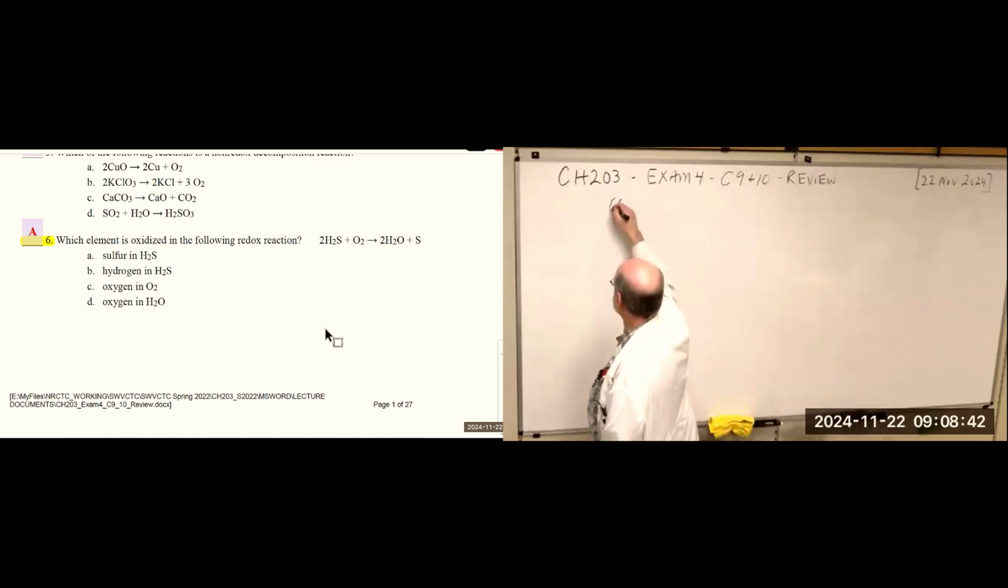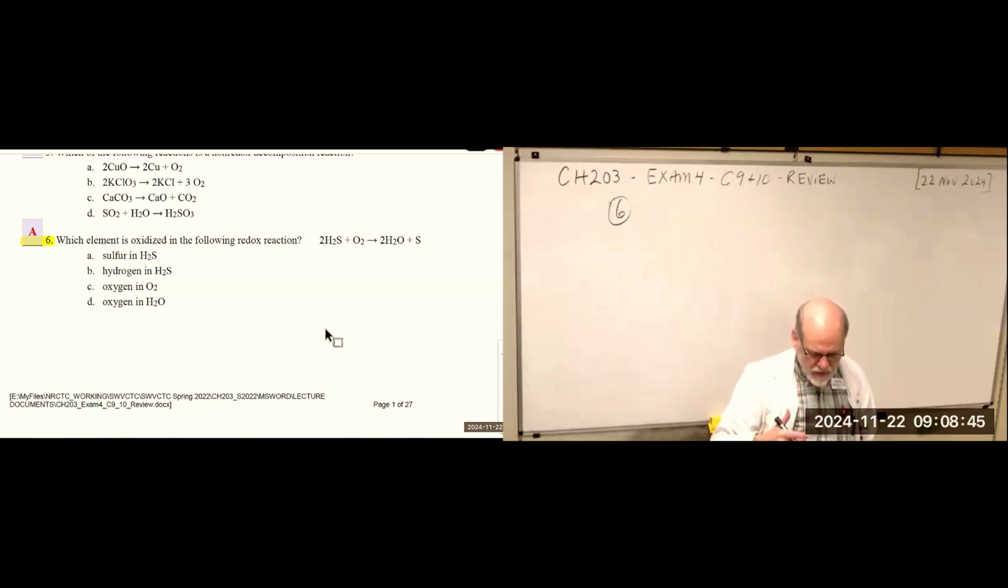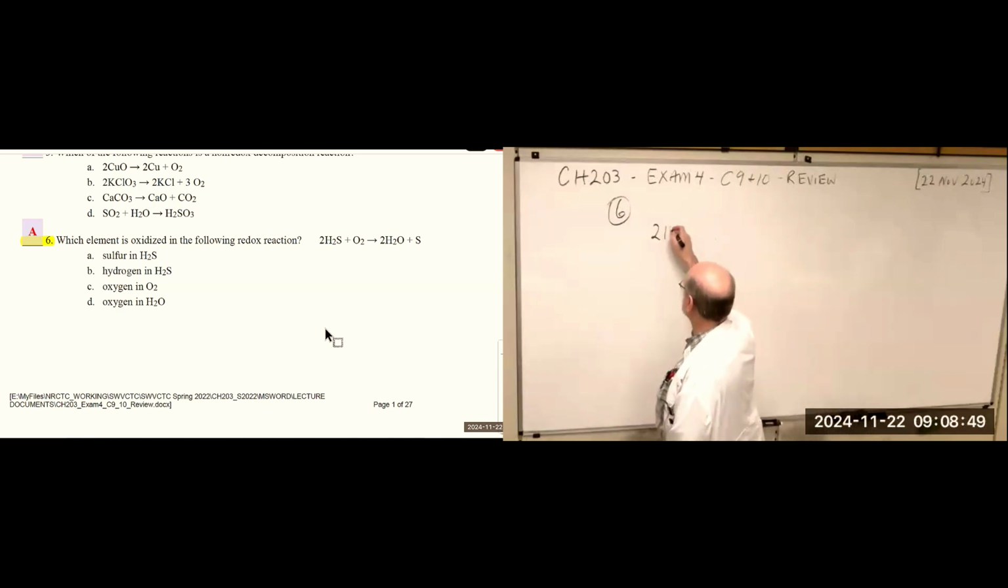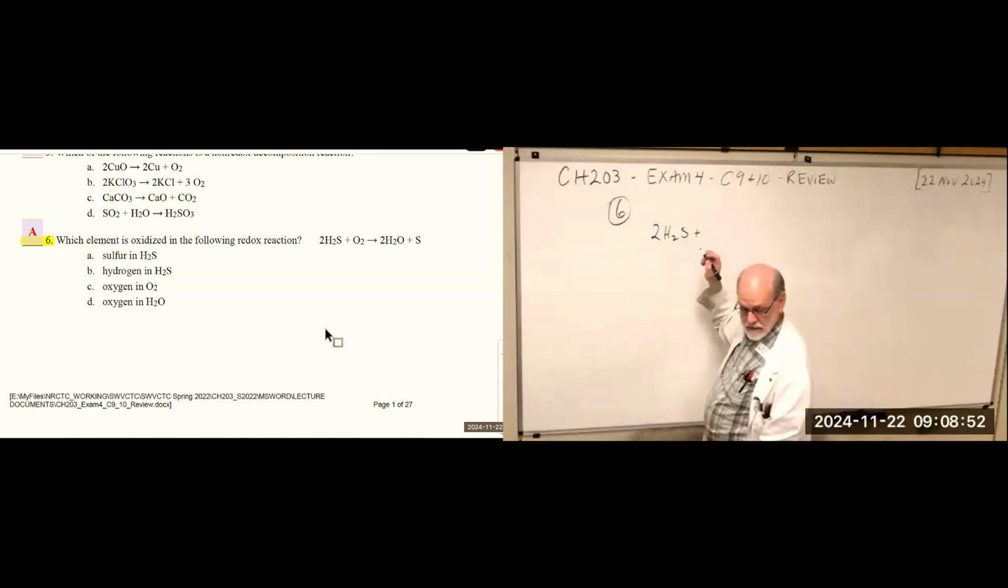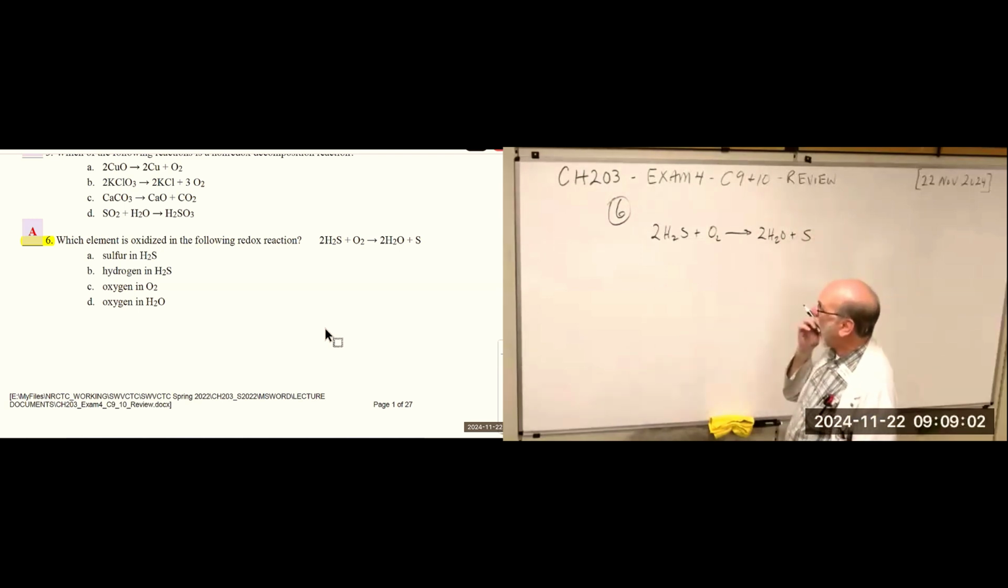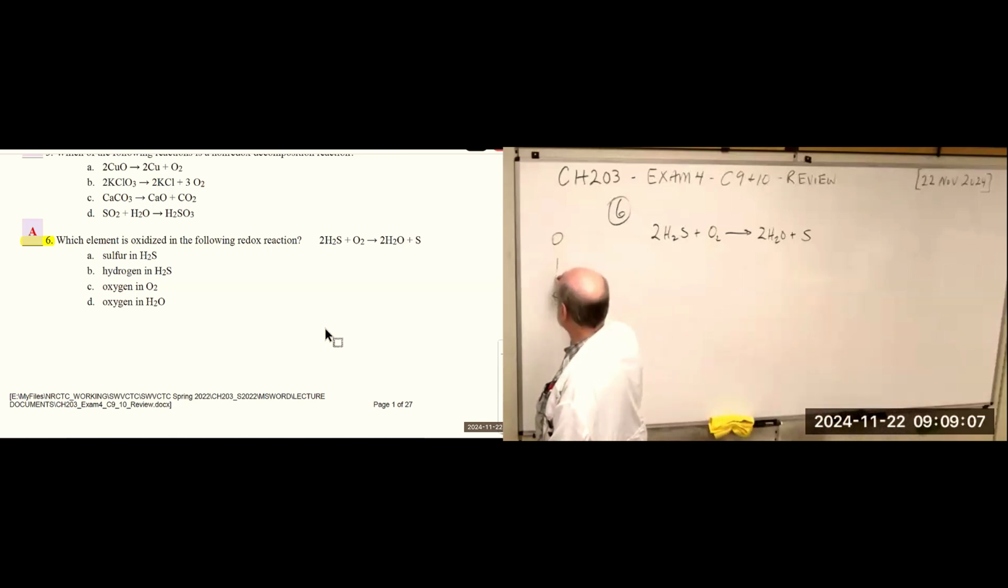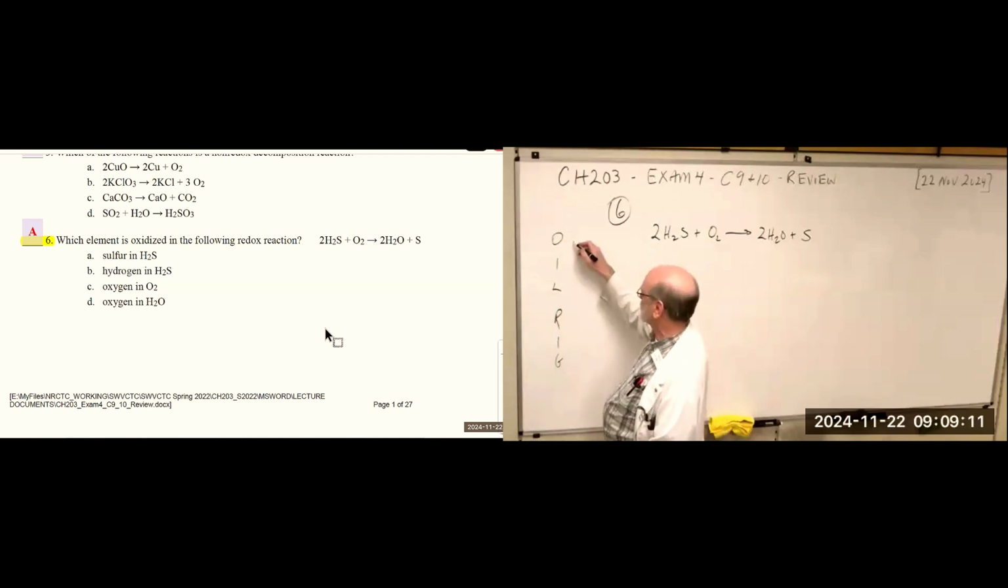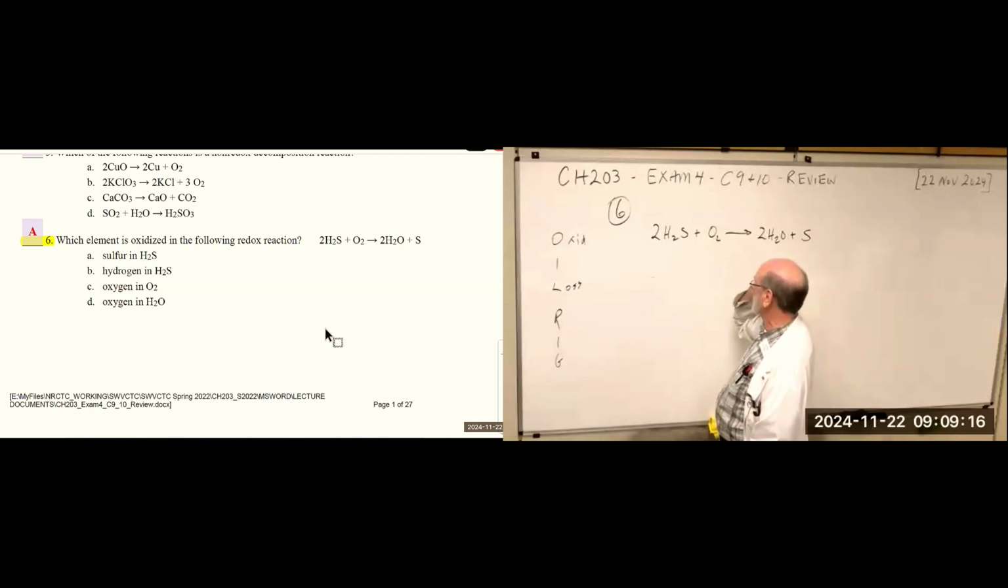Six. Which element is oxidized in the following redox reaction? So we have 2 hydrogen sulfides plus an oxygen yields 2 waters plus a sulfur. Okay, which one is oxidized? Remember how to tell oxidation? Oxidation is loss. Reduction is gain.